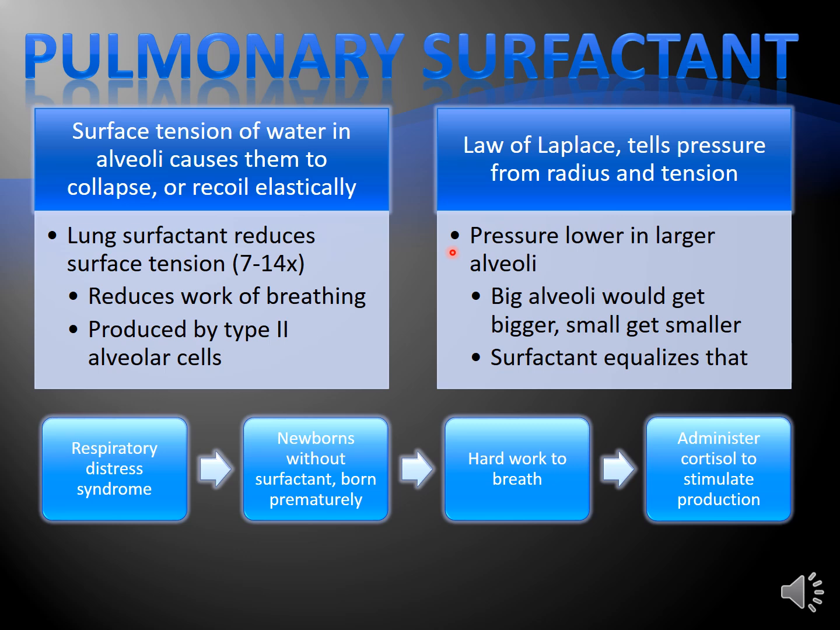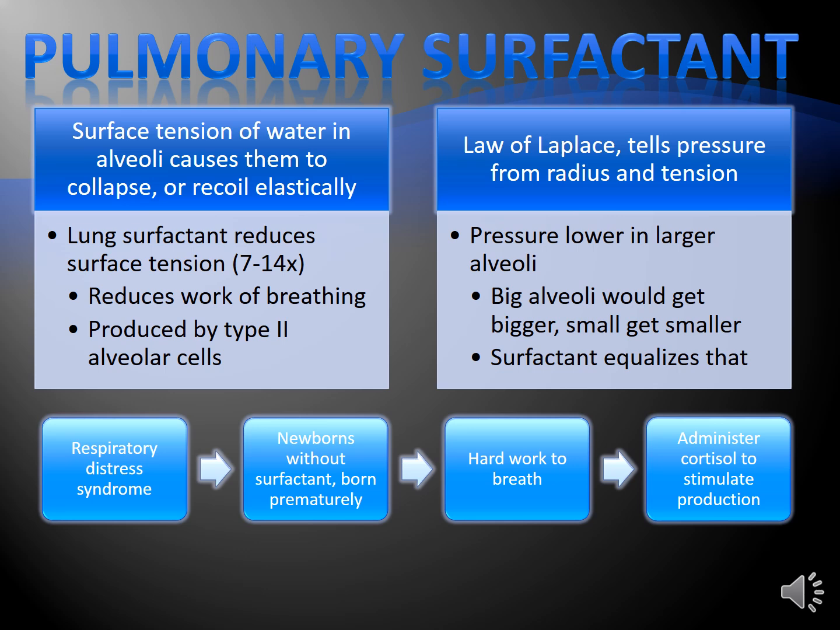Pulmonary surfactant is a substance that is secreted by the type 2 alveolar cells. Pulmonary surfactant breaks up the water tension in the alveoli, which acts as sort of a vacuum trying to keep the alveoli compressed together. So having pulmonary surfactant makes it easier to inflate the lung.